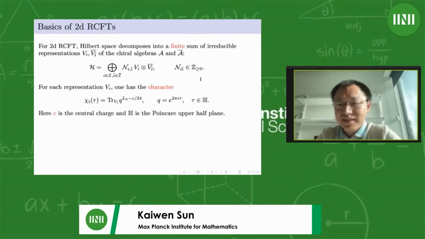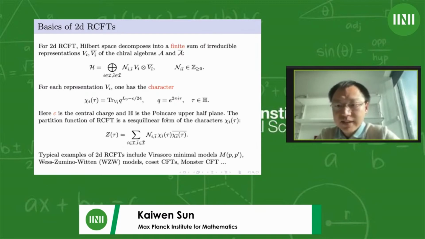Right, so some very basics of 2D rational CFTs. In these rational cases, the Hilbert space is decomposed into a finite sum of irreducible representations of the Virasoro algebras, and also the anti-holomorphic part. Characters are defined for each representation of the Virasoro algebra by this trace, with the generator L0 and an overall factor depending on the central charge. And q is related to this familiar tau parameter on the Poincare upper half plane. And these characters are related to the torus partition function of the rational CFTs by this sesquilinear form.